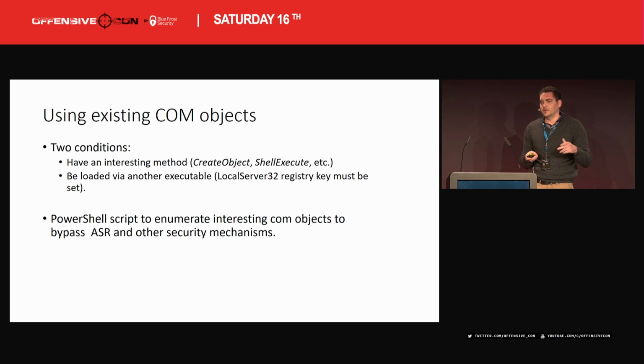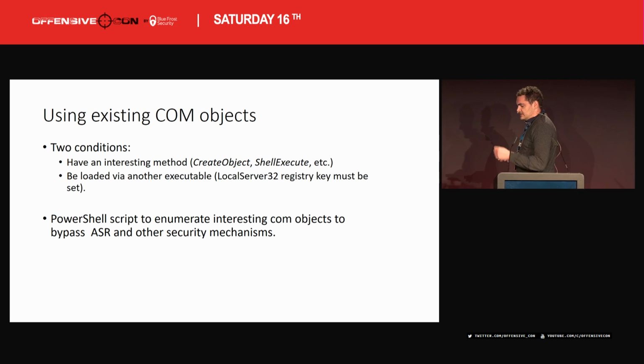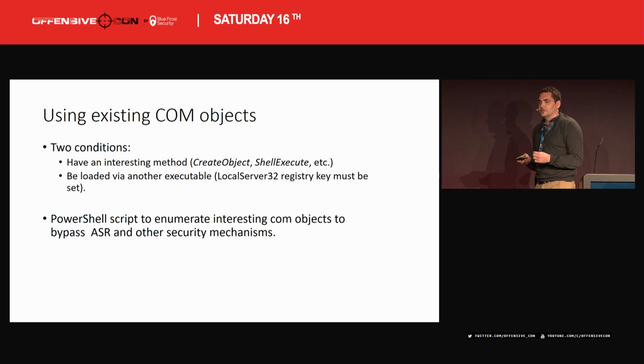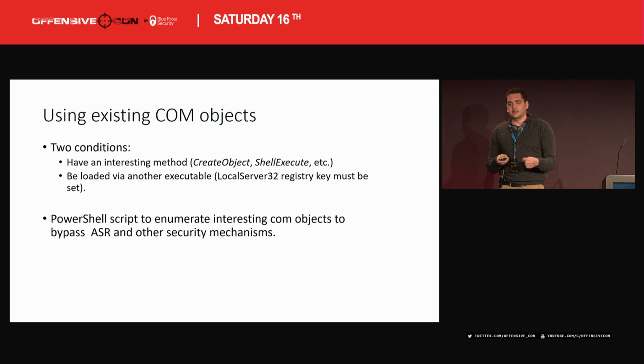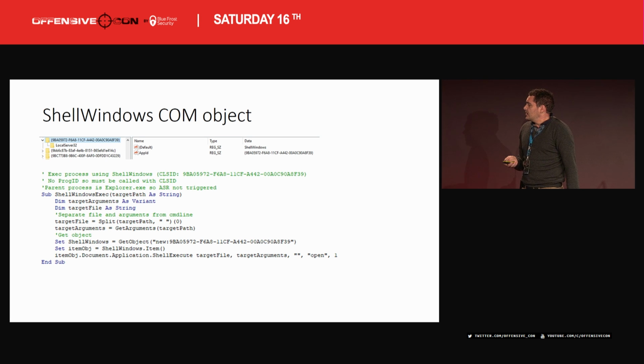Okay. I created a PowerShell script to enumerate all the CLSID in the registry and to find all objects which have interesting methods. And which gave me some objects that I could use to bypass AV and AMSI, not so much that I could use to bypass also ASR. One such object is a shell Windows object. This is not really new for the red team community.